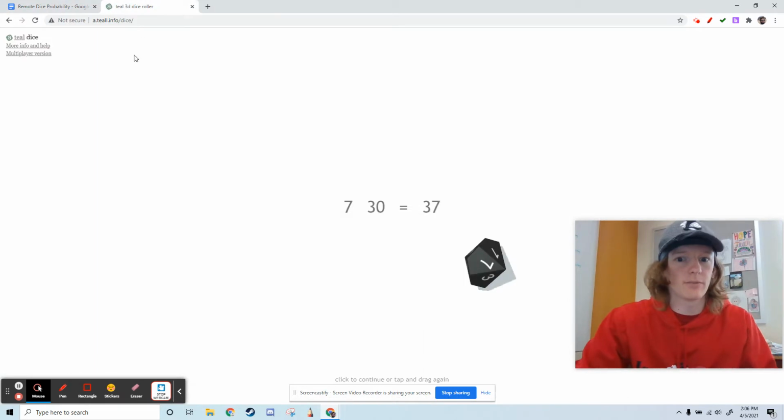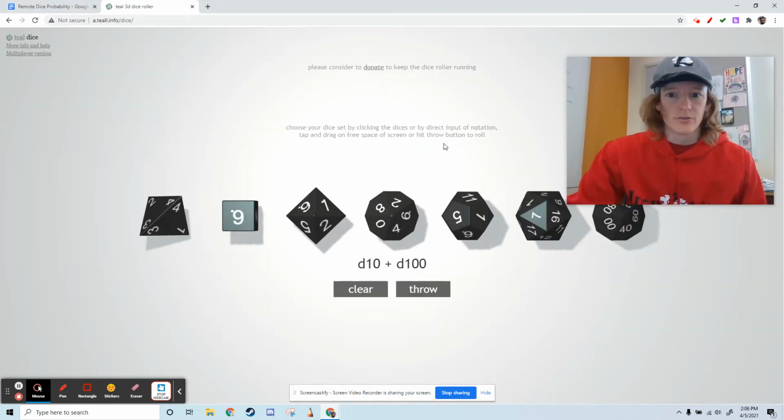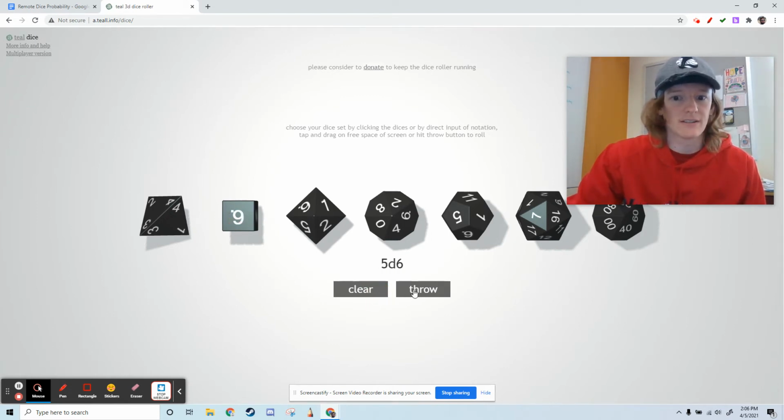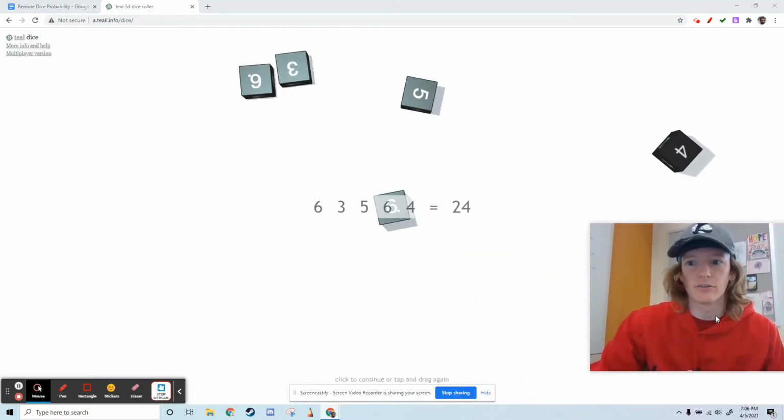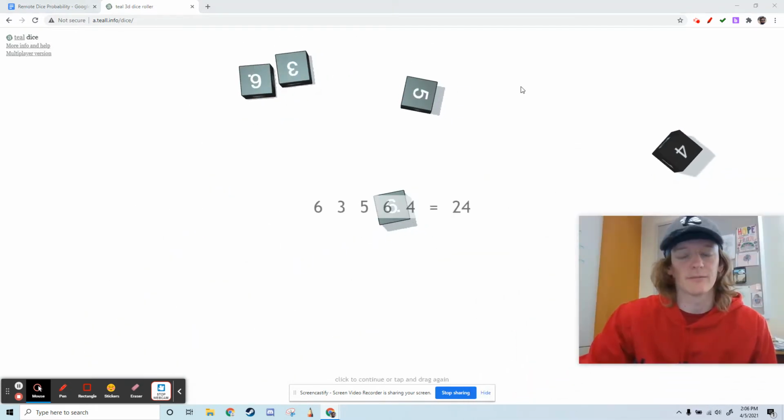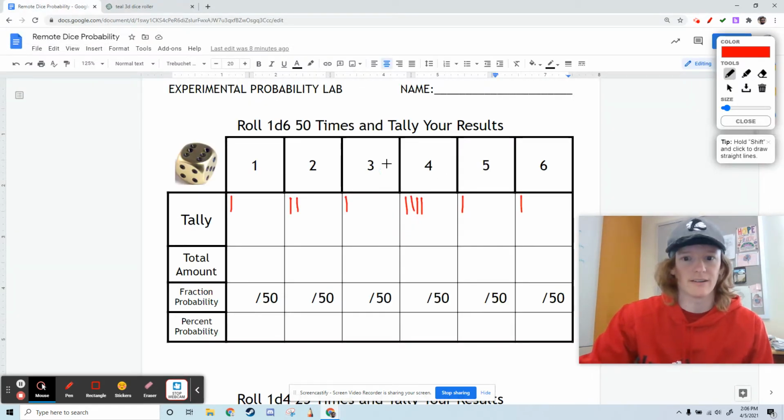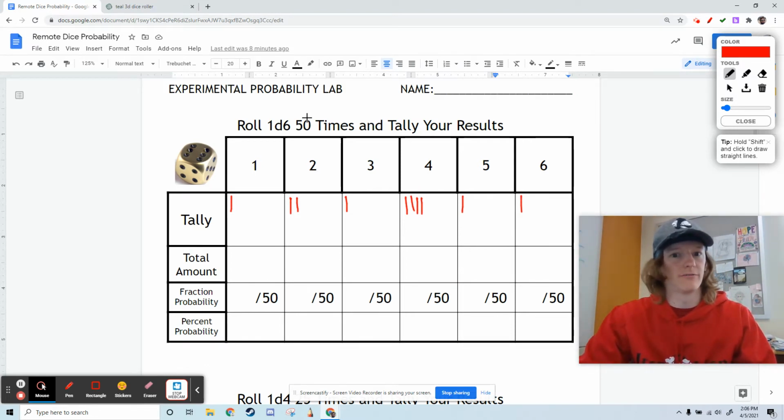In fact, I think you could probably roll on this tool. You could roll or clear this out. We can do 5d6, and it's going to show you all 5 dice. So you could do 5 or 10 at a time as well. So you got a 6, a 3, a 5, a 4, and a 6. You could do them in bulk, kind of like I'm doing them in bulk, but I wouldn't recommend doing like 50 at a time because you might lose track counting them.